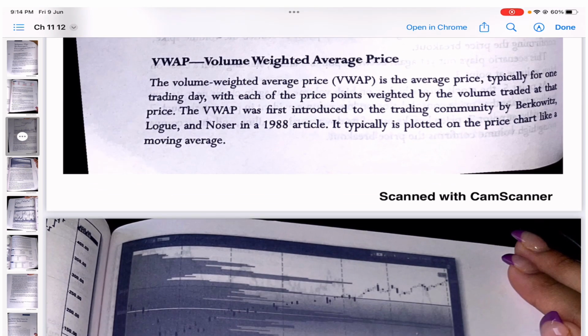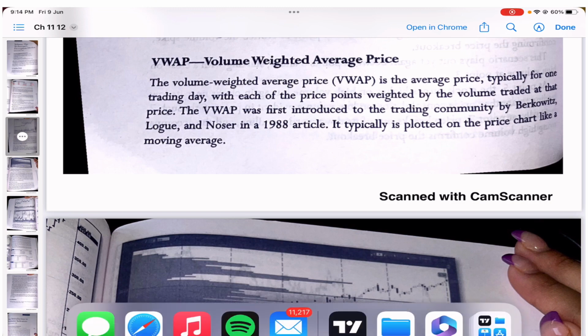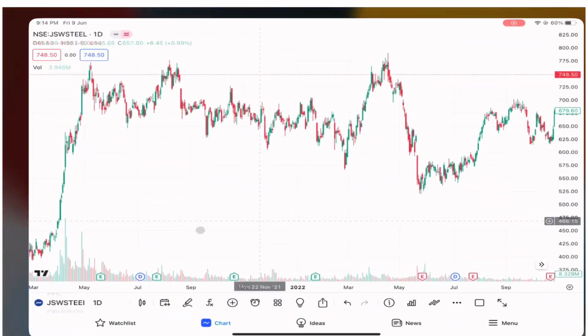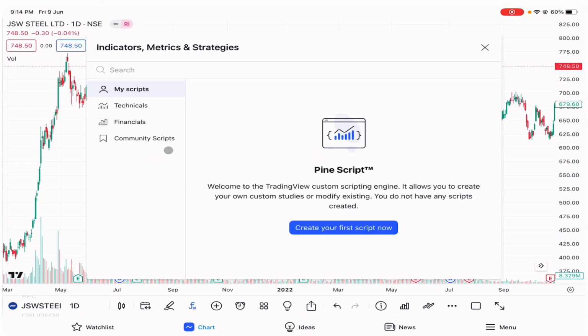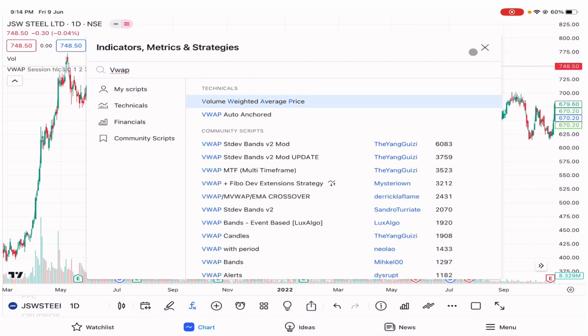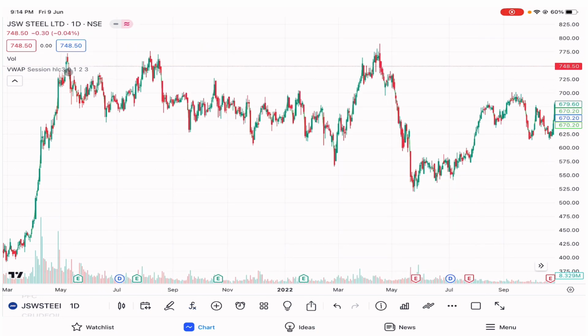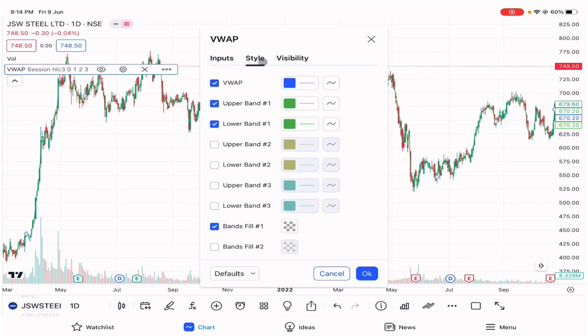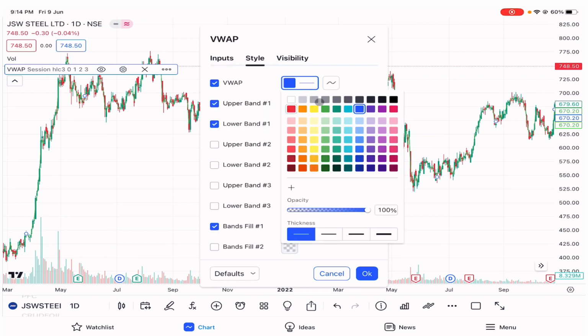Now we come to VWAP. VWAP is a very essential thing which is used by people. VWAP is also known as volume weighted average price. Before we go into the technicalities, let me show you the VWAP indicator. So go on your indicators and just type VWAP, then you get your VWAP over here. And let me change the color of the VWAP to black or white. I'll change it to black and let me make it really thick.